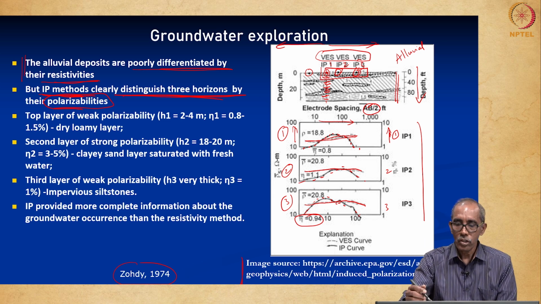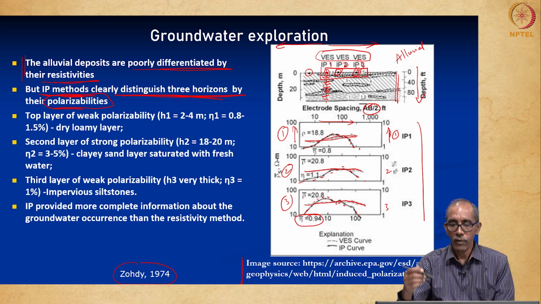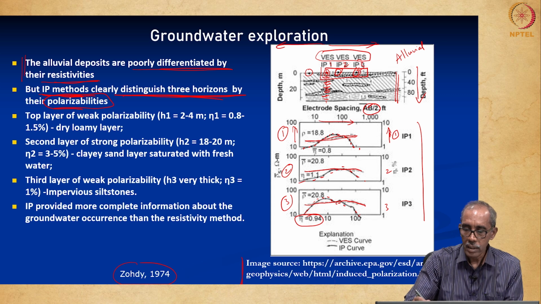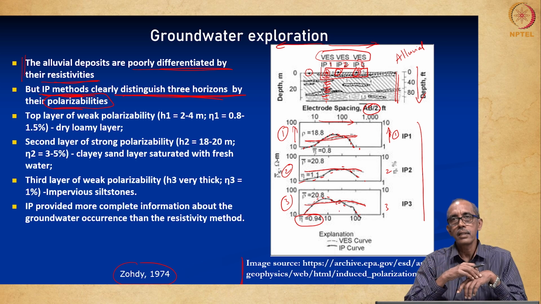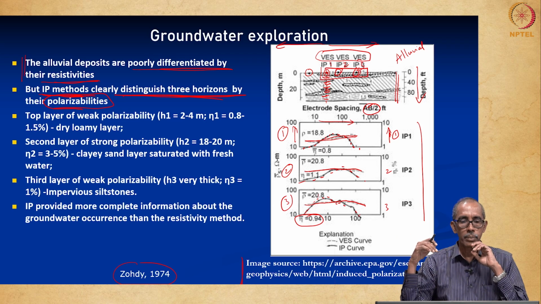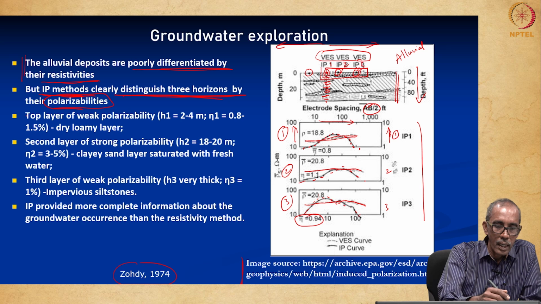So, based on this we could decipher, right, the first part of this curve is one layer, second part is the second layer, then the last part wherever there is a major change in the slope, break in the slope of the curve, indicates the third part. From there we can derive.